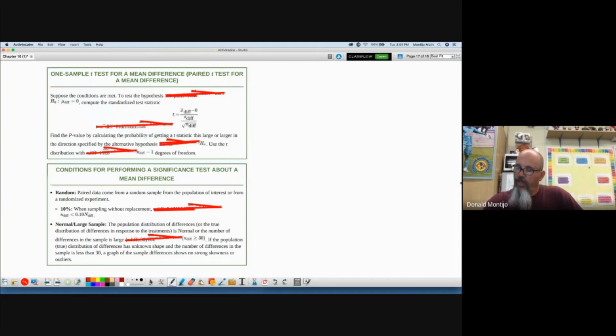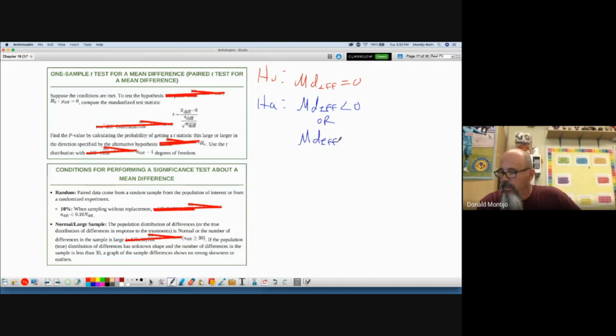Okay. So the null will always be that the mean difference equals 0. Always. The alternative could be any of the three. The alternative could be that the mean difference is less than 0, or that the mean difference is greater than 0, or that the mean difference is not equal to 0. But again, this is only a one sample test. So this is exactly the same as a one sample t-test. It's the exact same test statistic. It's the exact same conditions. The only thing different is first, you have to subtract the two lists.